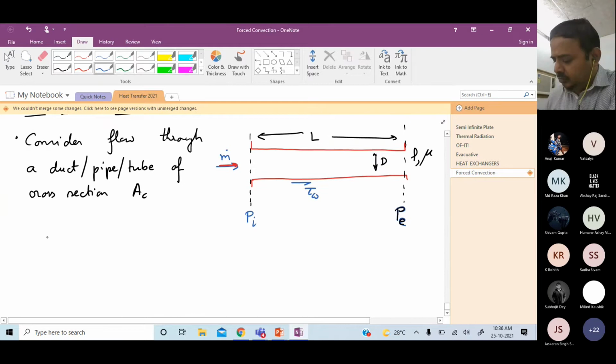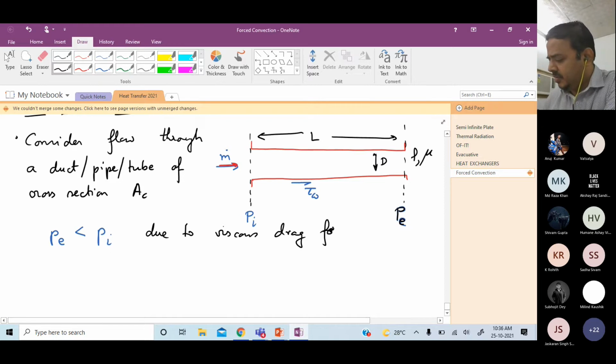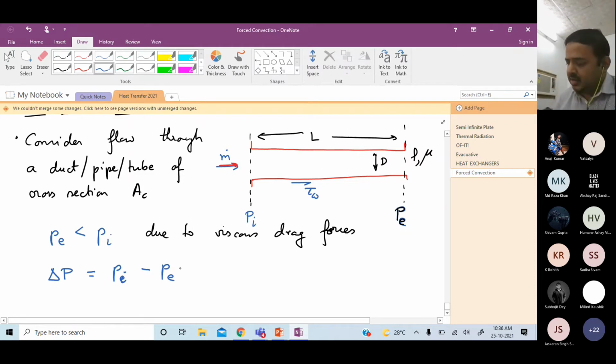So definitely PE will be less than Pi. Why? Due to viscous drag forces, this shear force at the wall. And so we write that the pressure drop delta P is Pi minus PE. This is delta P across the tube of length L. And this we know is going to be a function of several things. One is geometry. Is it a circular tube? Is it a square tube? Is it an annulus? Square, rectangle, whatever. It depends on that.